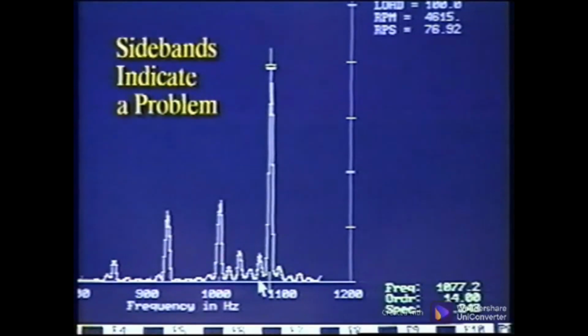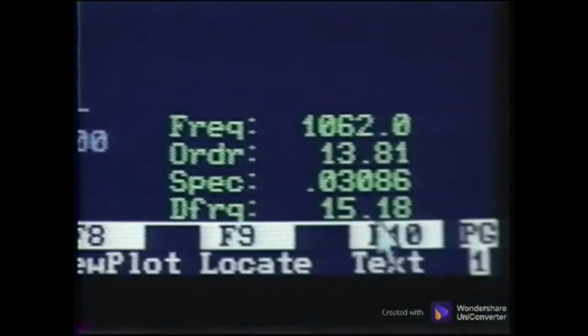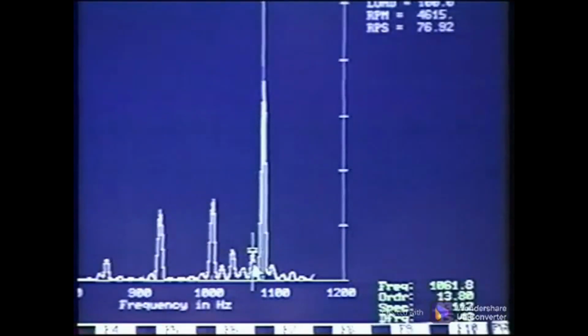For gear mesh frequencies, the sidebands are normally spaced at the frequency of the gear with a problem. Simply set a mark at the gear mesh frequency and move the cursor to a sideband. The distance or frequency between them is the speed of the offending gear. Sometimes there are sidebands of both gears. In this case, the worst gear tends to have the highest amplitude.